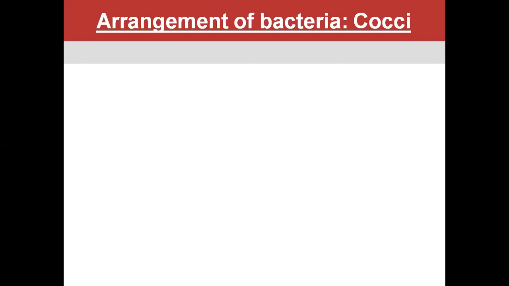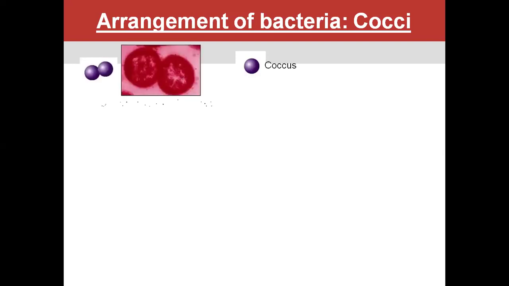And next, arrangement of bacteria. So we'll see the arrangement of the cocci. As we discussed in the previous slide, cocci or coccus means what is the shape of the cocci? That is oval or spherical in shape. In the picture you can see. And next, if two cocci are arranged as a pair, that is called diplococcus. So diplo means two.